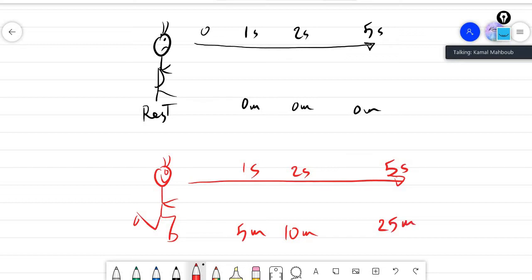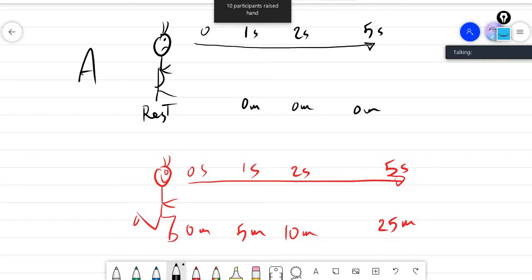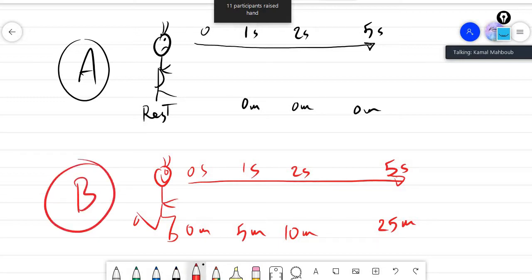Can you see that, guys? Now, what is the difference between the first one, lazy, and the second one, who is fast and wants to move all the time and everywhere? What are the differences between object A, or guy number A, and the other boy, number B? What is the difference? Yes.